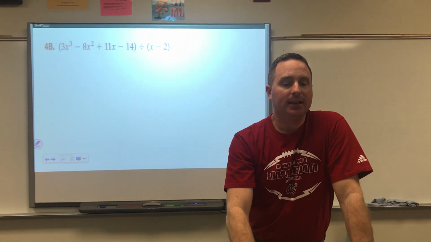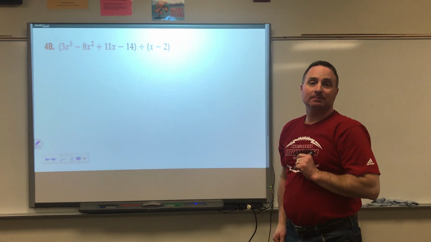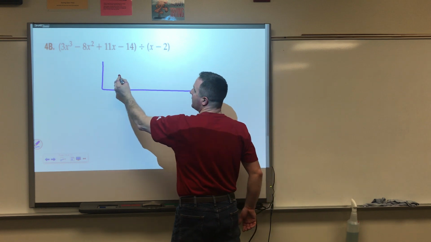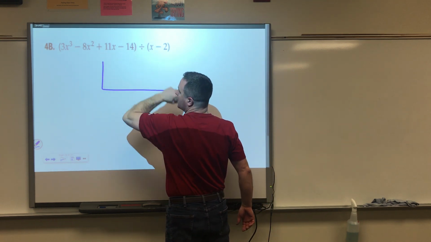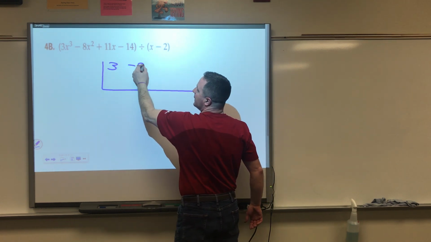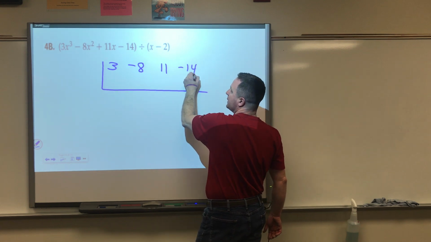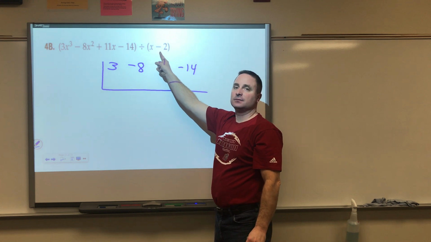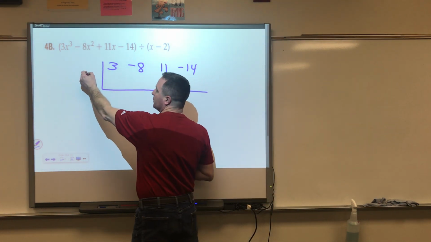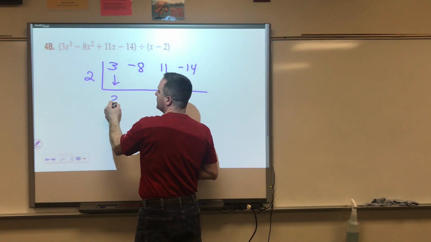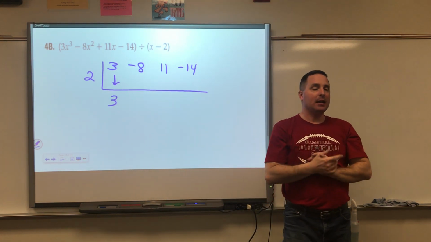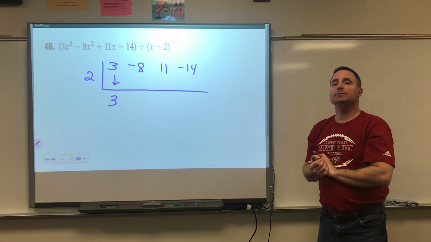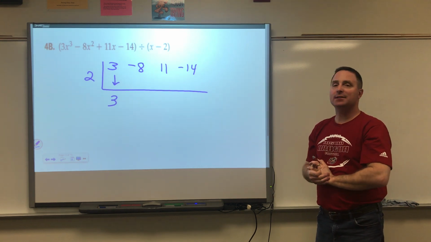Okay? I'm going to see if you can try one by yourself here. I'm going to help you set it up real quick. So if I set it up here, it's going to be third power, second power, first power. They're all good. So 3, negative 8, 11, negative 14. And if I look carefully here, what number is going to go out front? It's going to be a positive 2. Okay? And I'll drop down my 3 as my starting point. I want you to take a minute, push pause, see if you can plow through it, and get a quotient. Ready, set, go.